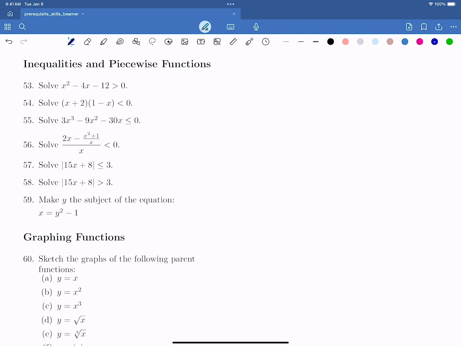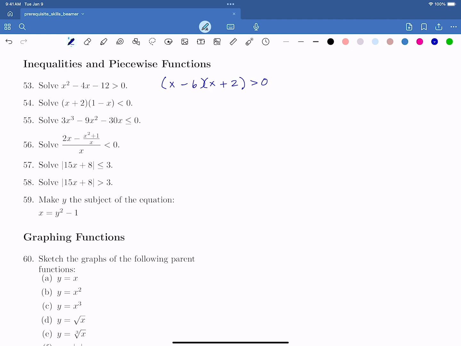So I can factor the left-hand side. Two numbers that multiply to negative 12 and add to negative 4. It's going to be 6 and 2, negative 6 and positive 2. It's very easy to factor using this guess and check method when the leading coefficient is 1. Okay, then we have greater than 0. So (x minus 6)(x plus 2).